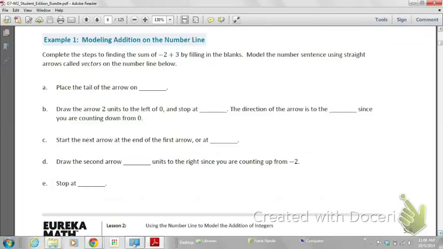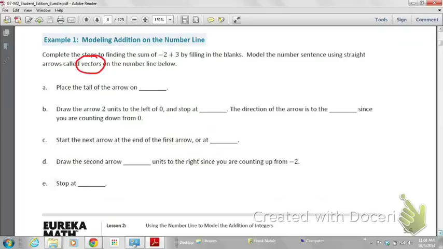Okay, so here in example 1, modeling addition on the number line, it asks you to complete the steps to finding the sum of -2 plus 3 by filling in the blanks. And then you're going to go ahead and model that number sentence using straight arrows called vectors on the number line below. This word here, vectors, is a word we'll talk about a little bit more. It's not one of our terminology for this chapter, but it probably should have been.